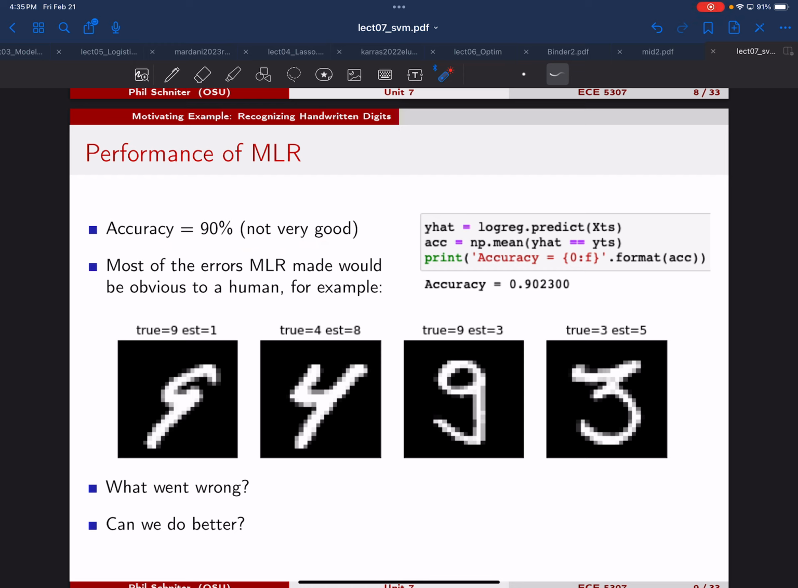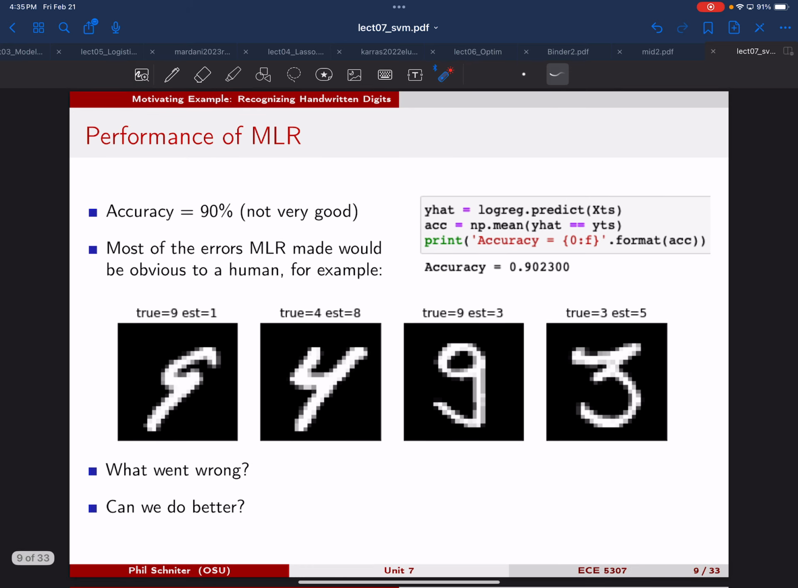In fact, humans can do a lot better than 90% on this data set. And if you look at some of the mistakes it made, these are things that we as humans would probably not make mistakes on. So for example, this is a true digit 9 where it guessed a 1, true digit 4 where it guessed 8, 9 it guessed 3, and so on. So part of our motivation for doing all this is to try to understand a little bit about maybe what's going wrong with logistic regression, and then maybe propose something else that might work a little bit better, which will lead us down the path of the support vector machine. So that's our goal.